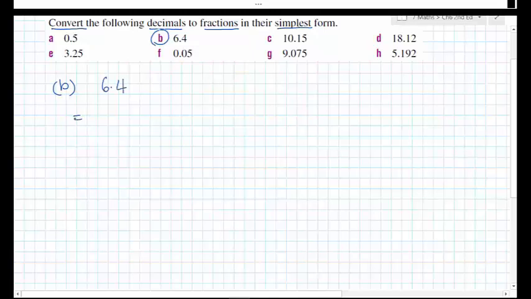So essentially, I look at this and I write that, well, that's 6 and 0.4. So I look at the 0.4.